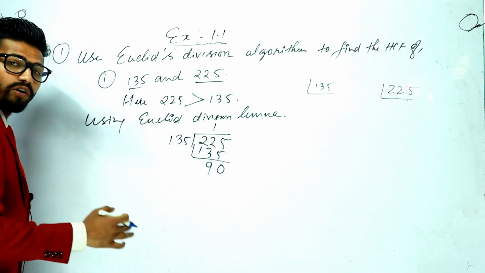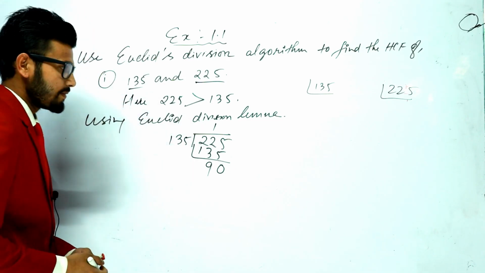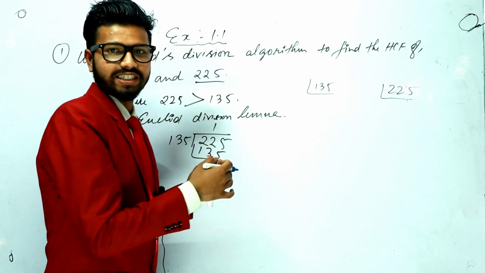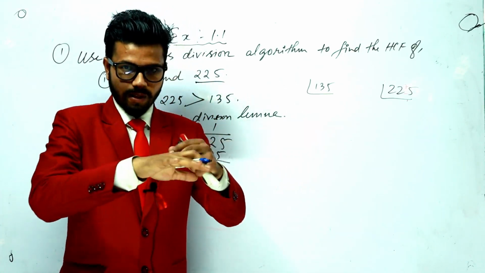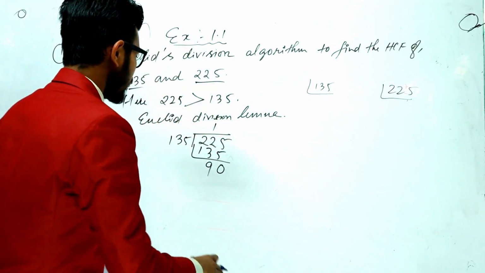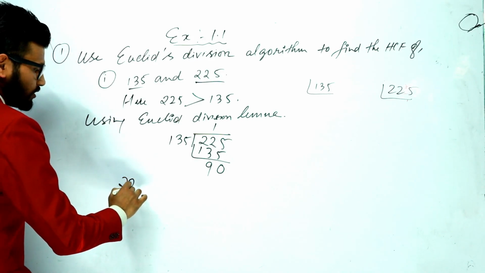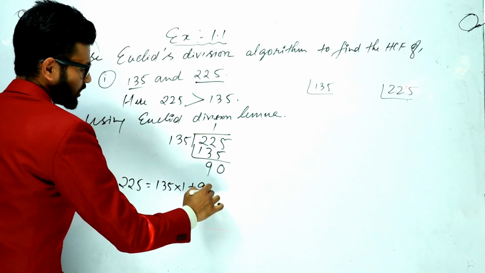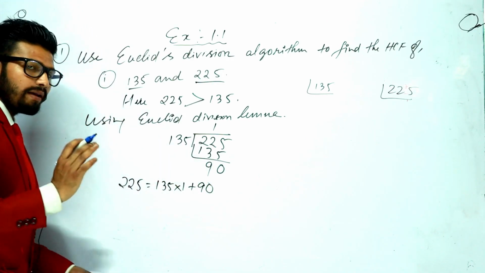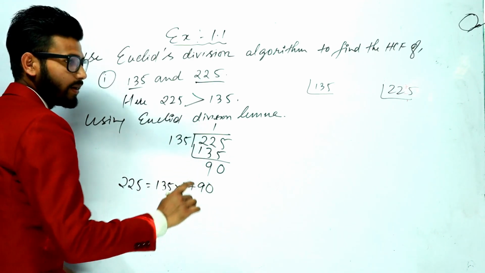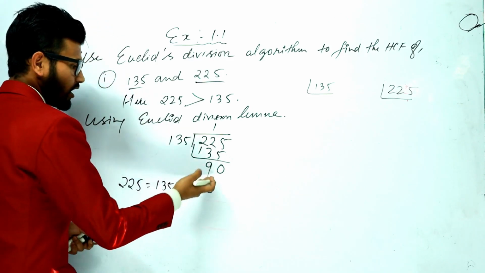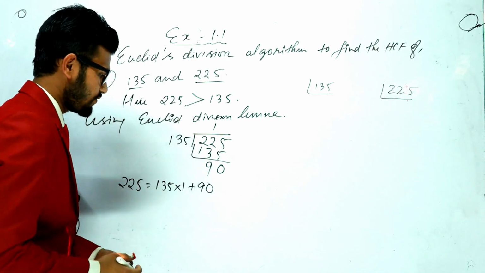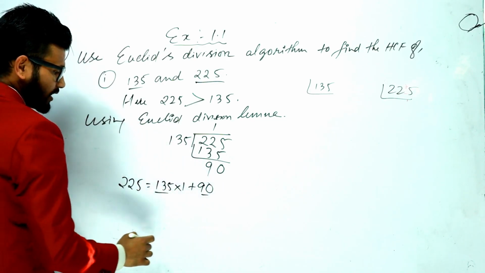As you can see, we go step by step. Directly we won't do it, but later in the coming exercises we will do it directly. But here we have to deal with it stepwise to elaborate everything. So you can see that 225 is equal to 135 into 1 plus 90. Our main intention is to make the remainder 0. Here we have not got the remainder 0, so we have to continue the steps.